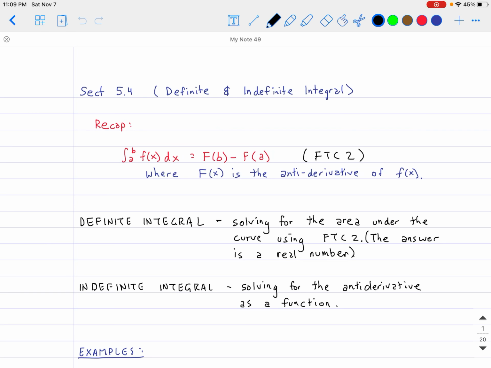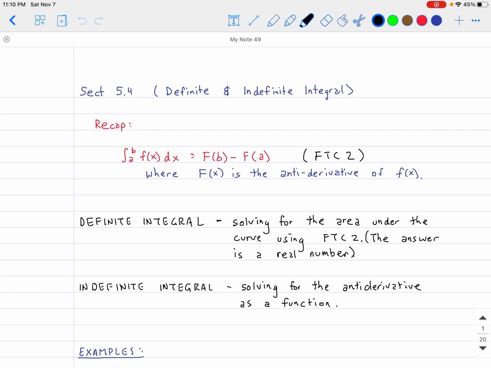And welcome back, everybody. Today in calculus, we will be talking about section 5.4, which is on the definite and indefinite integrals. At this point, we covered FTC1 and FTC2. And so we're now at a position where our lives are going to be a lot easier because we can find the area under the curve by using the antiderivative according to the second fundamental theorem of calculus. So that's what we're going to go ahead and discuss for today.